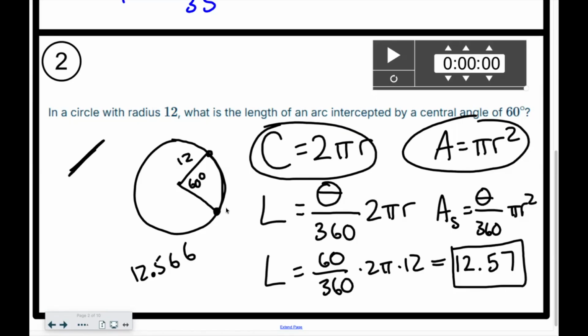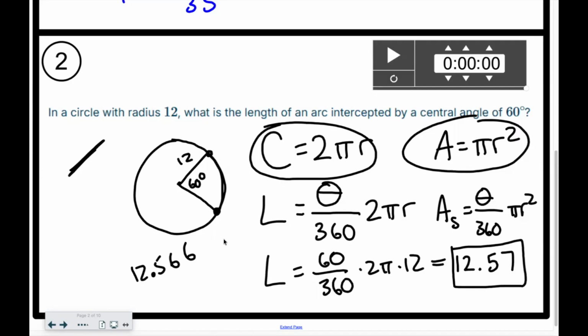What do you mean by all separate? Like 60 over 360 first? Yeah, and then multiplying that by the 2 times pi and then the 12. Are you using a TI-84? Yeah. And I don't think it matters as long as you're using the previous answer.